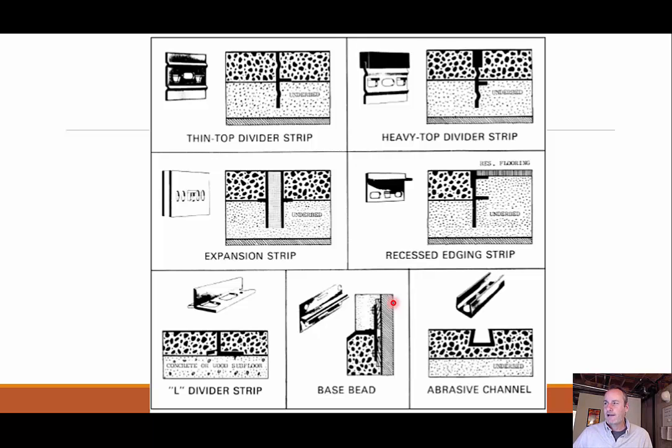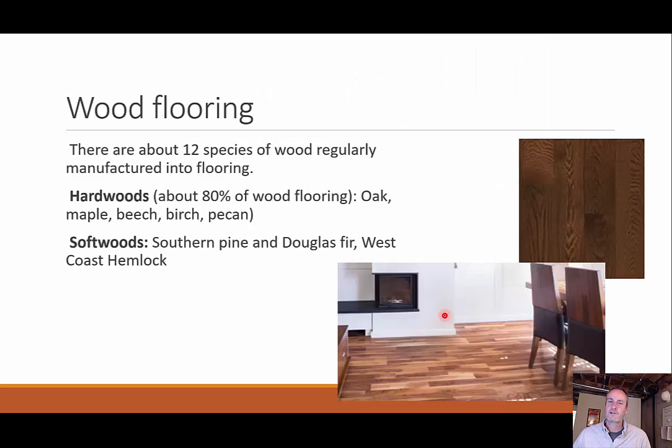We talk about the dividers, different types of divider strips to keep these pieces separate. You can see those: a thin top, heavy top, expansion strip, recessed edging, L divider, base bead, things like that. But all of them serve the same purpose, to have separation between different, in essence, panels of this flooring. So moving on to wood flooring.